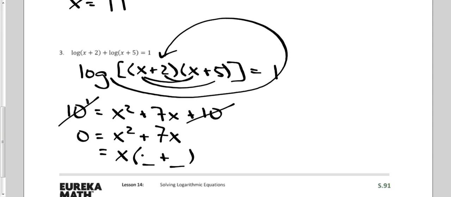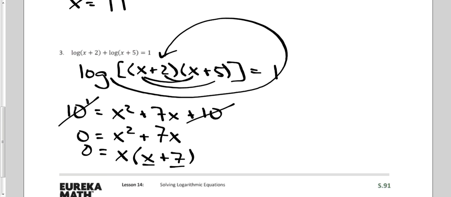X. And x times something gets me 7x. What is that something? 7. And that all equals 0. Now, if I got those 2 things equal to 0, what does that mean about this something or that something? One of them has got to equal 0, right? Can they both equal 0 at the same time? Not in this particular case, right?